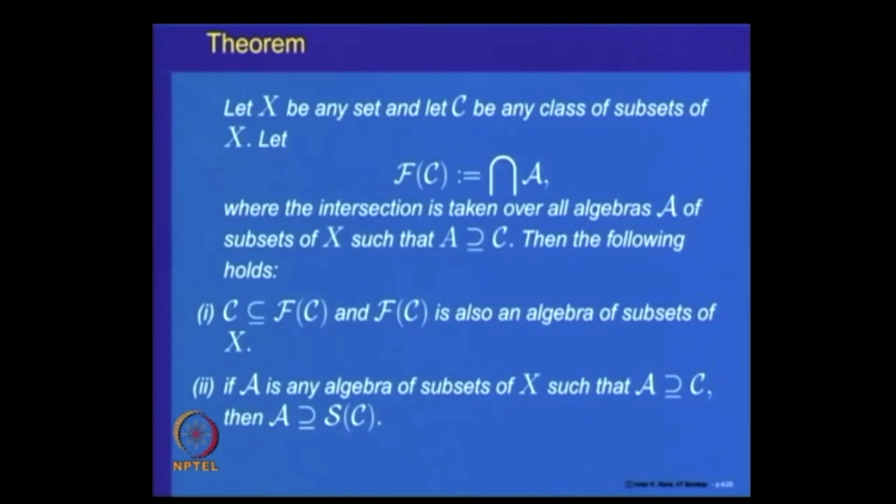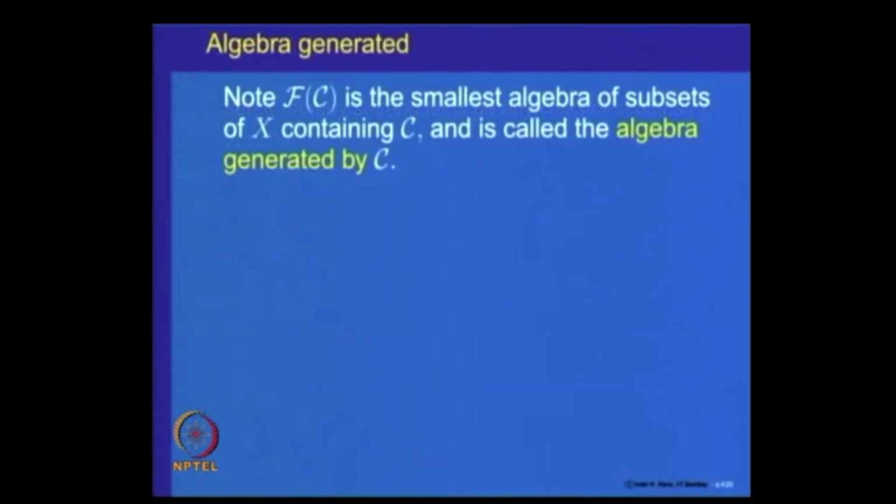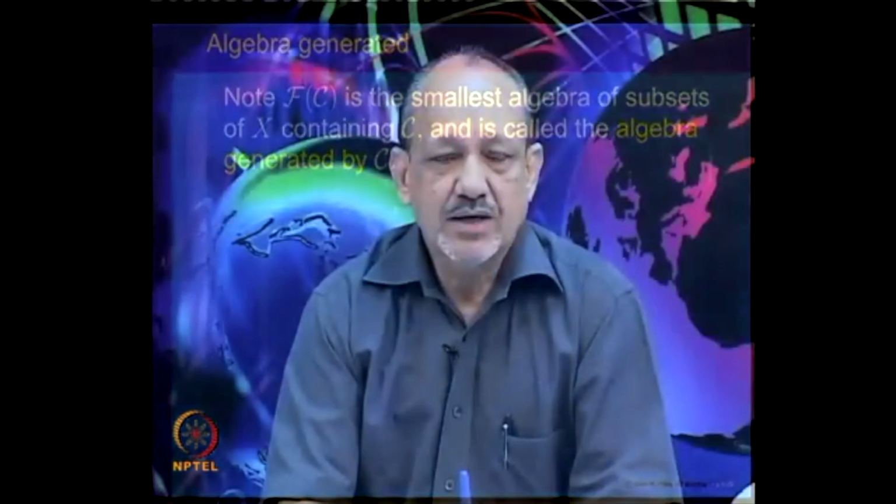So this is not S of C, it is f of C. So f of C is called the smallest sigma algebra of subsets of X containing C, and is called the algebra generated by the class C. So what we have shown is that given any collection of subsets of a set X, we can always find an algebra of subsets of X which is smallest and includes it. Let us look at some examples.